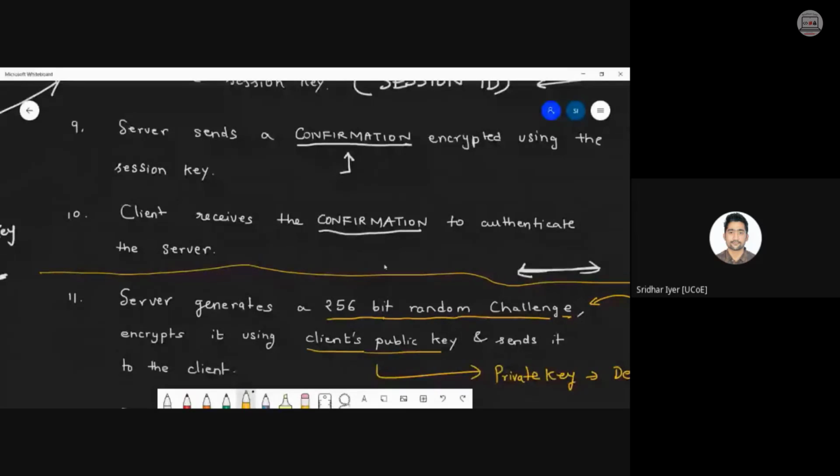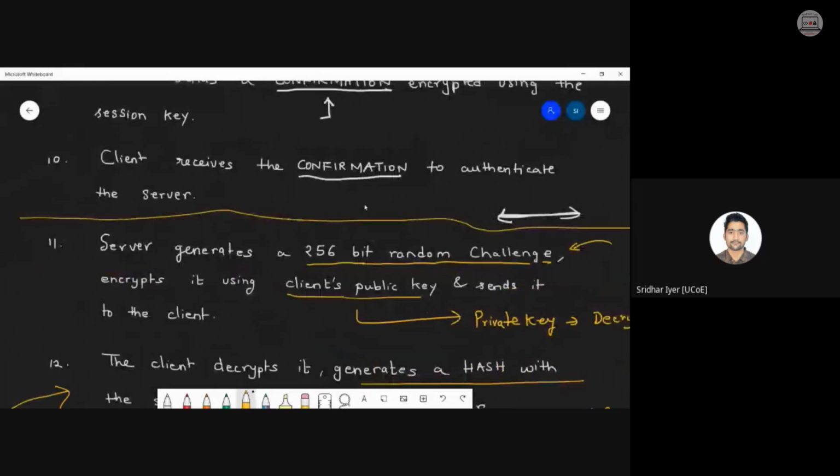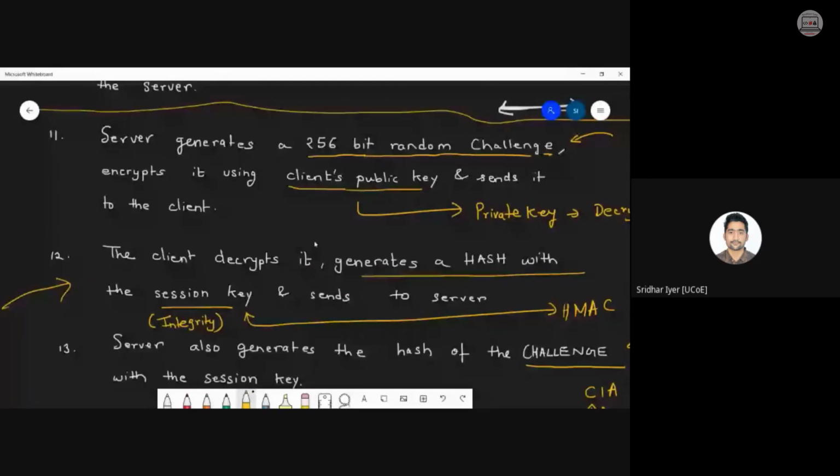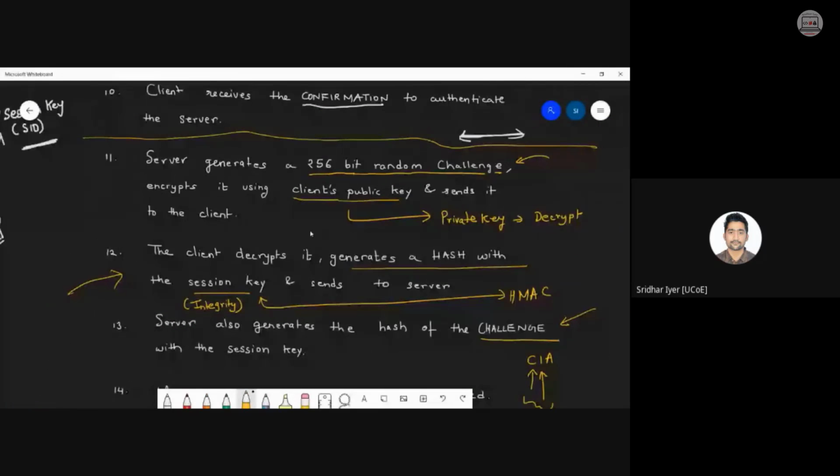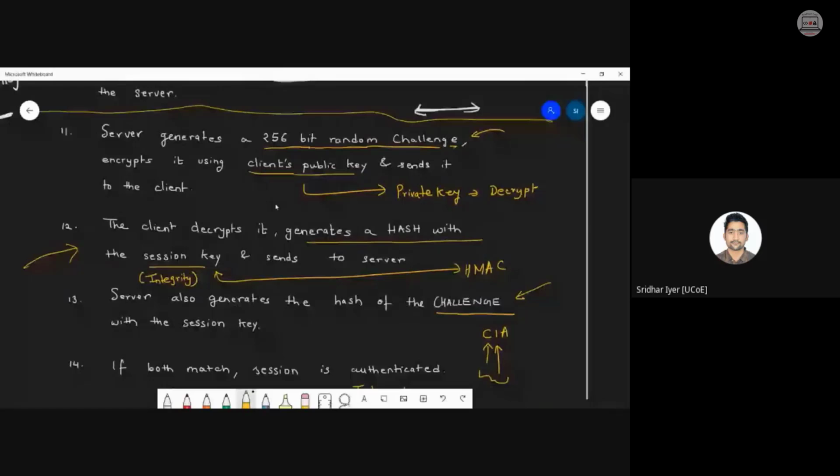Point number 11 onwards, we are checking the integrity of the connection. The connection has been established. Now the integrity has to be checked. So the server generates a 256-bit random challenge, encrypts it using the client's public key, and sends it to the client. Only the client will be able to decrypt it.